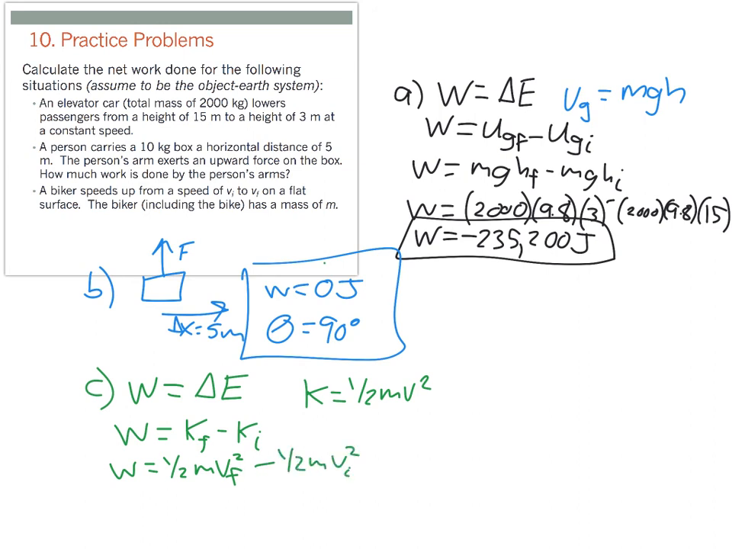We could leave our answer like that, or we could simplify and factor out the 1/2 m, and then we're left with work is just 1/2 mass times Vf squared minus Vi squared.